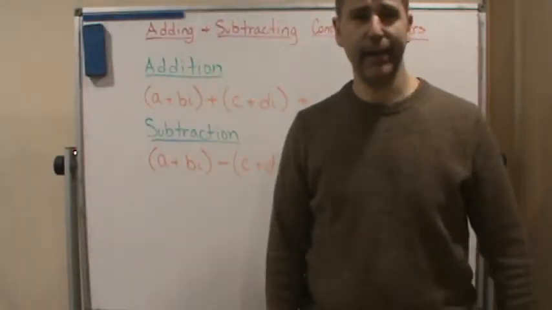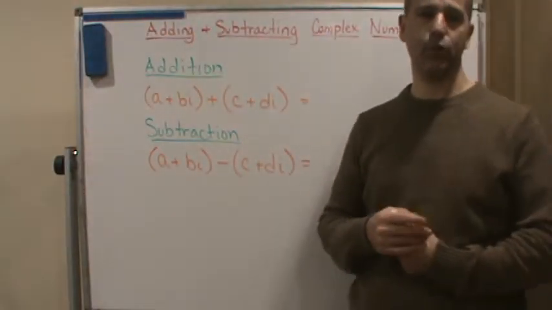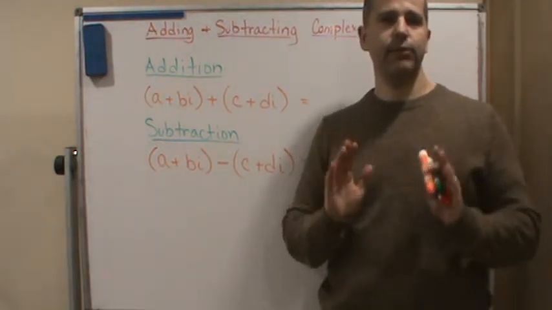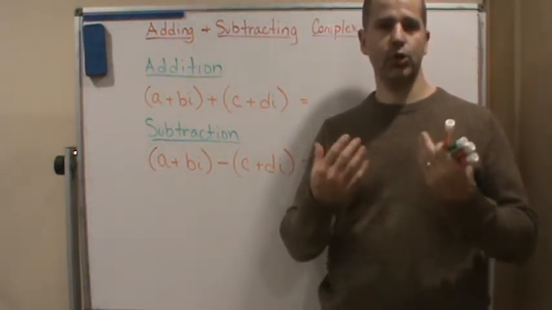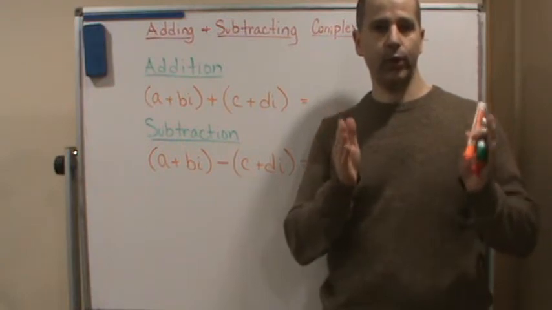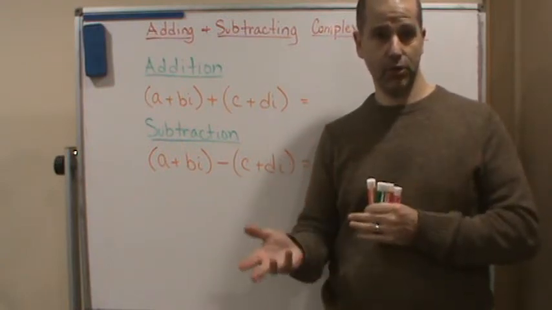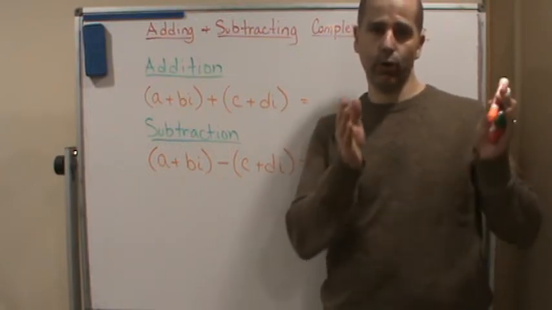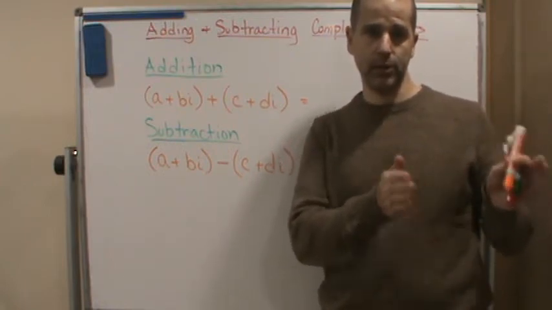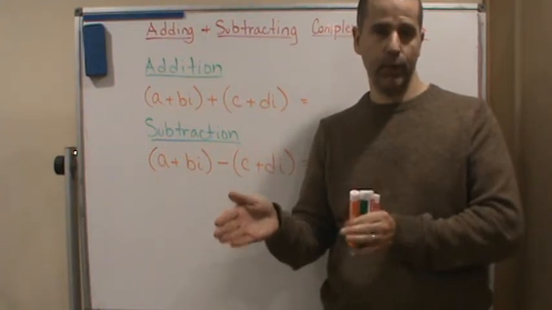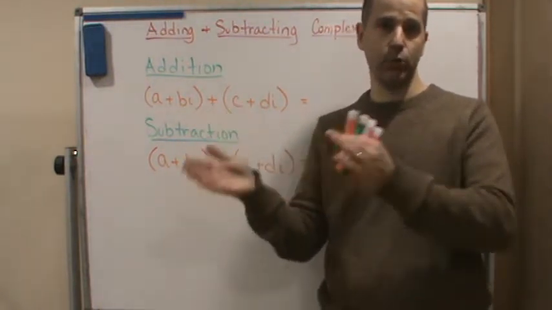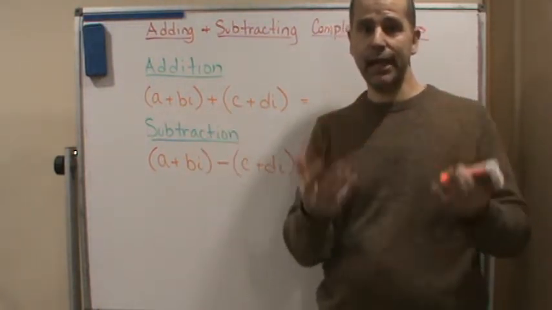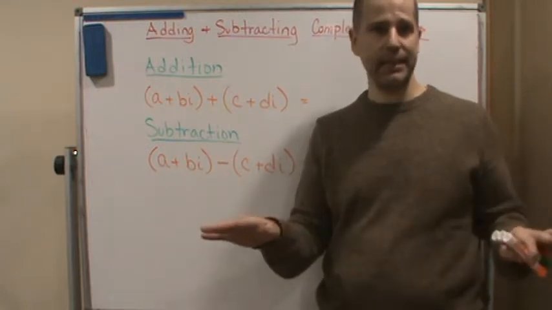Hey, welcome back. Today we're going to talk about adding and subtracting complex numbers. It's very straightforward, very easy. You just have to remember that we can only add like terms. What I mean is we can only add real parts with other real parts, and imaginary parts with other imaginary parts. If you keep that in mind, this is a piece of cake.